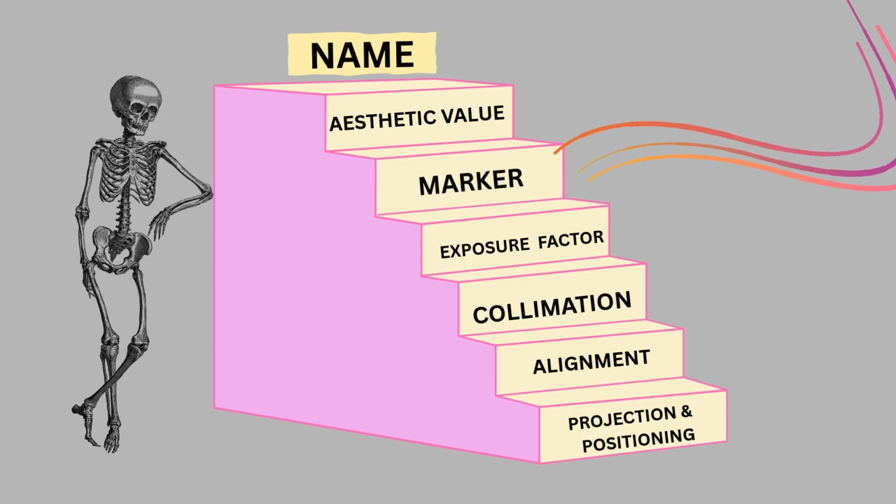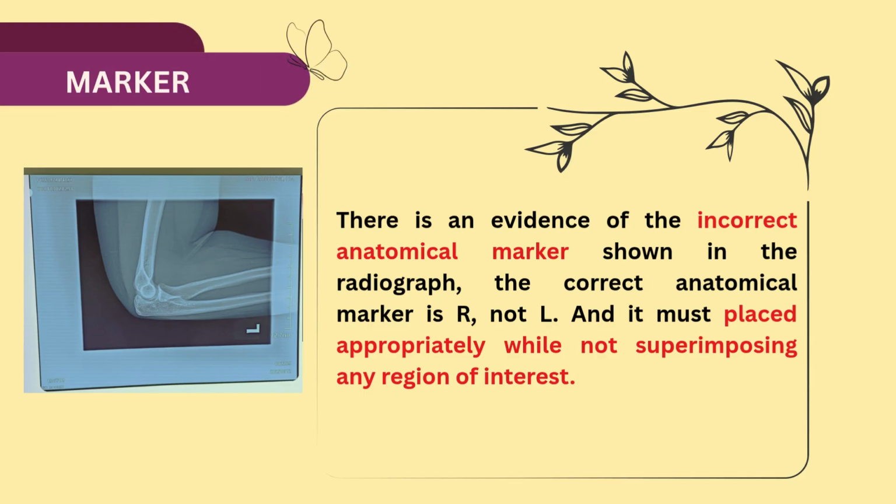Then, let's discuss the marker. There is evidence of an incorrect anatomical marker shown in the radiograph. The correct anatomical marker is right, not left, and it must be placed appropriately while not superimposing with any region of interest.